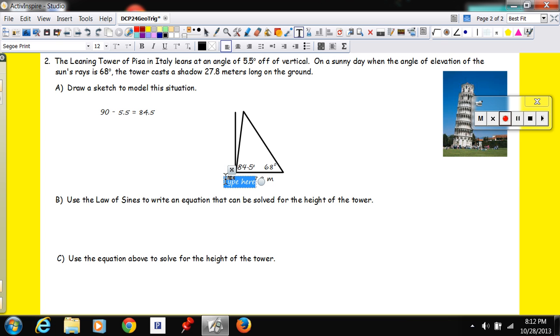Let's label these angles. Let's say this is A, this is B, this is C. This would be little a over here, this would be little c on this side, and this would be little b down here. Right now we have an A, a B, and a C, so we technically couldn't use the law of sines because we need two of the same letter. But whenever you have two angles, you can subtract them from 180. So 180 minus 84.5 minus 68, and we will get angle B.